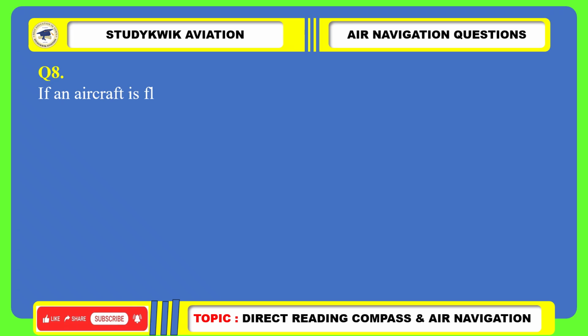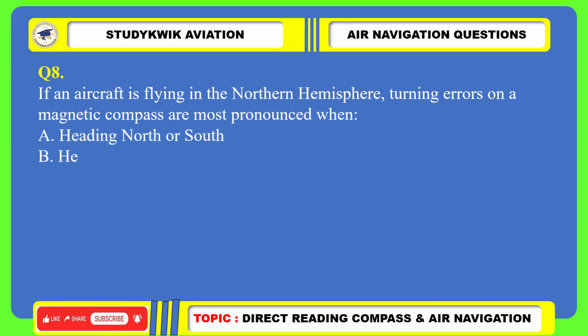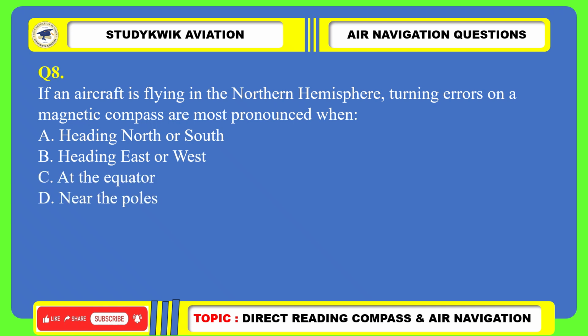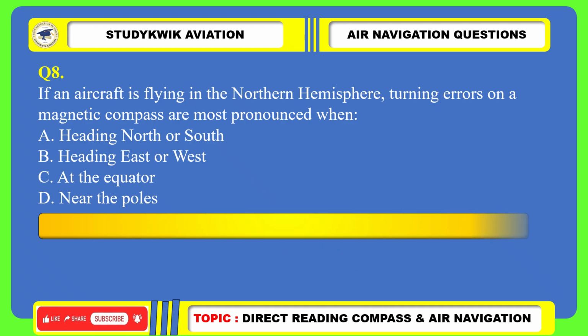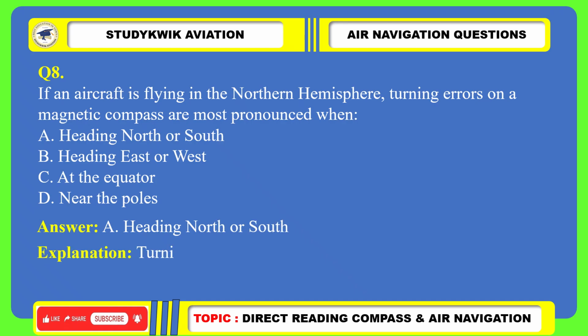Question 8. If an aircraft is flying in the northern hemisphere, turning errors on a magnetic compass are most pronounced when heading north or south, heading east or west, at the equator, near the poles. The correct answer is A. Heading north or south. Turning errors are greatest when rolling through north-south headings.